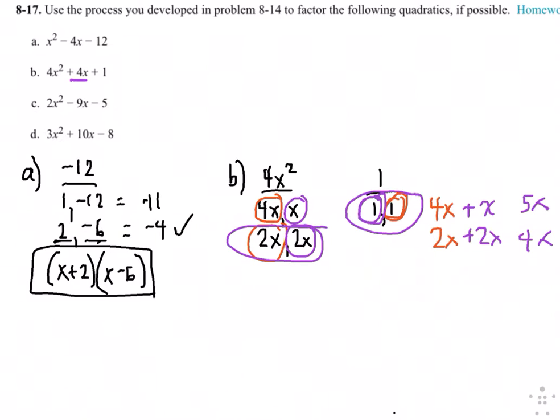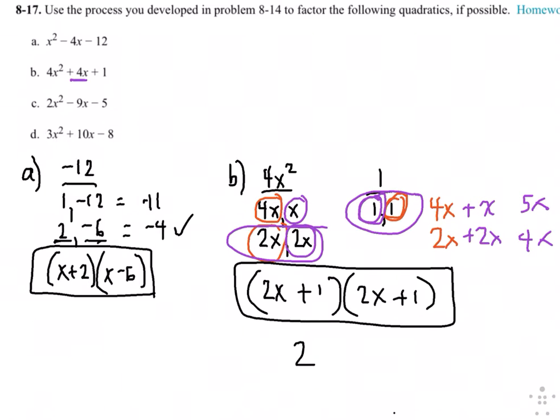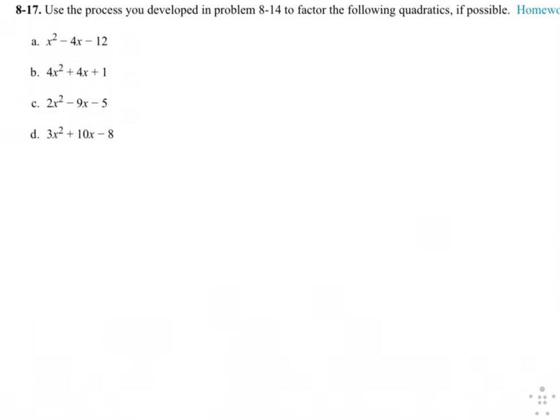So we write those in order, right? 2x and 2x, and then plus 1, plus 1. You could leave it like that, or you could write it as 2x plus 1 squared. Either way is fine. One way or the other, not both. Okay, and C, let's make some space.